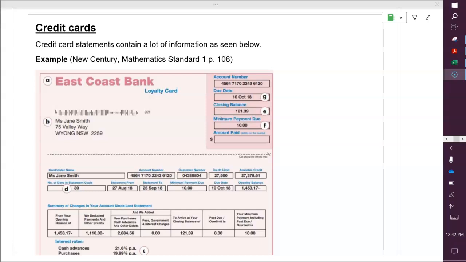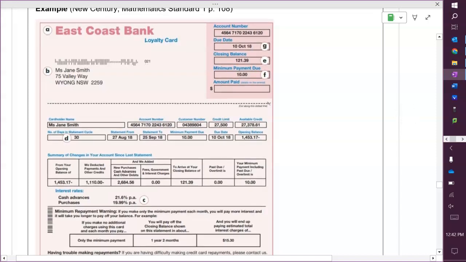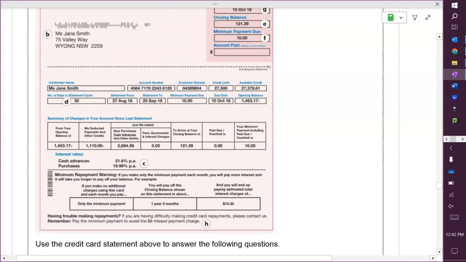Credit card statements contain a lot of information. This is an example from one of our textbooks. We can see all the information on here: account number, when it's due, the closing balance, the minimum repayment. You've got the number of days in the cycle, the statement time, what the balance is, the credit limit, all the bits of information. As you come down a little further, you've got any changes that you've made, regarding your payments and credit that you're adding onto it.